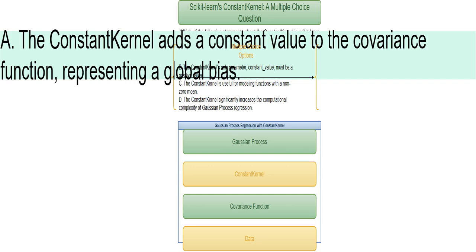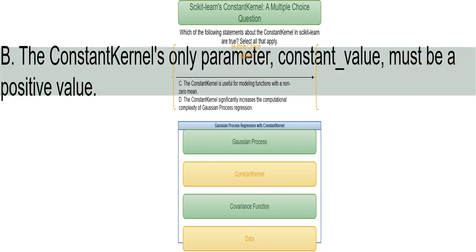This statement is false. The constant value parameter can be any real number, positive, negative, or 0. It represents a constant offset and can be adjusted accordingly.